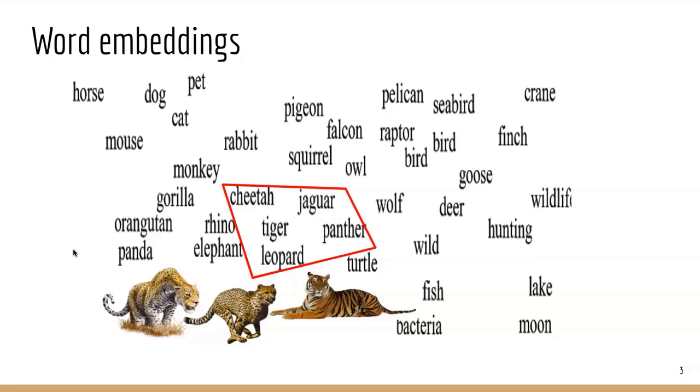So for example, here we have a small vector space with different animals. And what we would expect with a word embedding space is, for example, the big cats like cheetah, jaguar, tiger, panther, leopard. They will be close in the vector space.